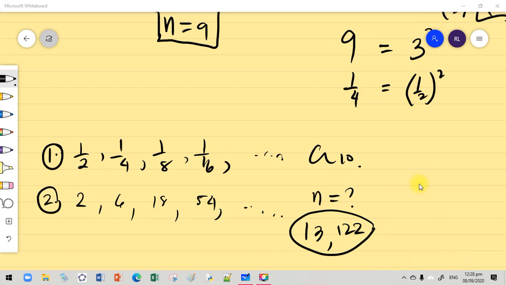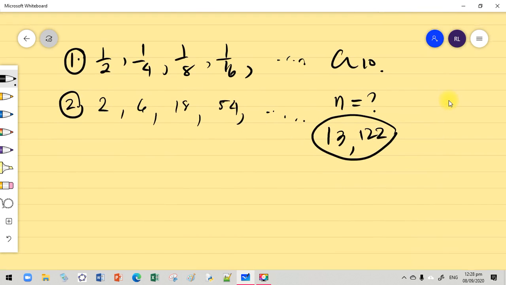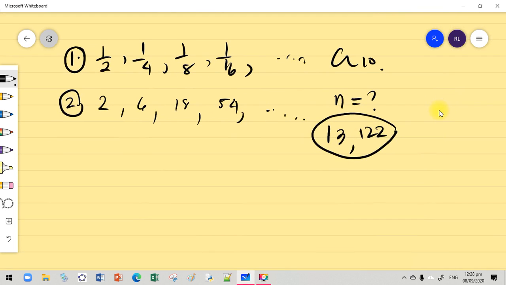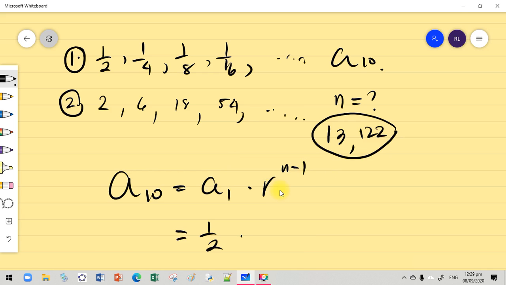So we have this next problem. Number 1, we have 1/2, next is 1/4, 1/8, and 1/16. And we're going to get the 10th term. If this is the kind of problem, you just have to continue until the 10th term. But if we're going to use the formula, a sub 10 gives us a sub 1 times r raised to n minus 1. Our a sub 1 is basically 1/2 times our r.